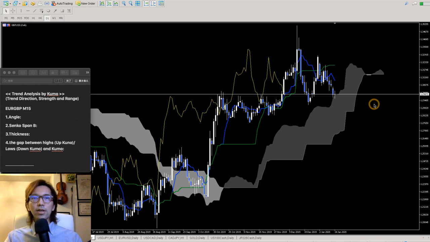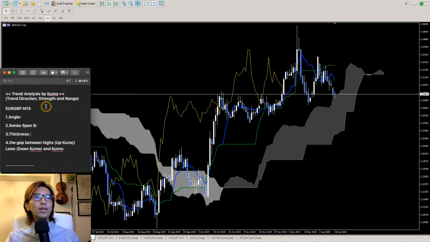All right, so let's look at the pound dollar here, and we're going to start from the daily chart again. In this daily chart, if you look at the Kumo and also the angle of Senkou Span B, the thickness, how is it looking?